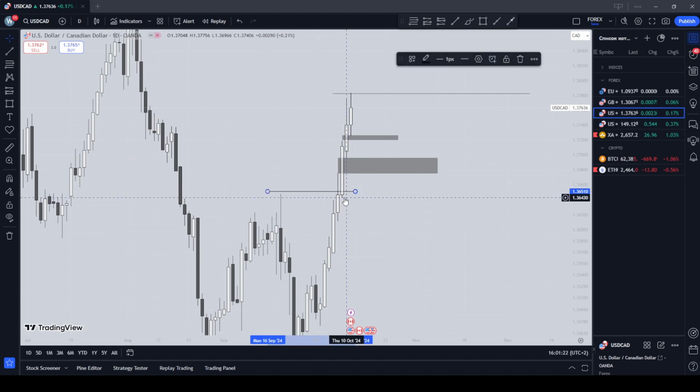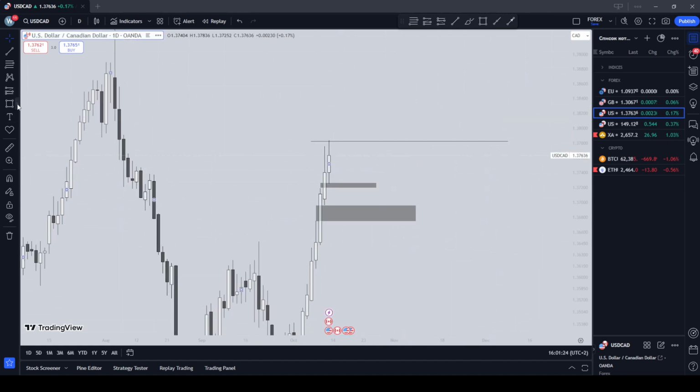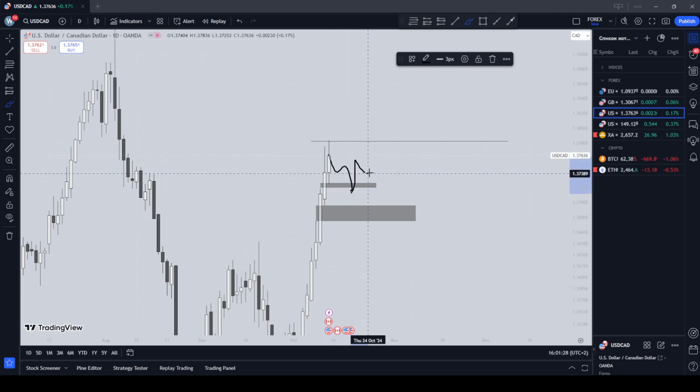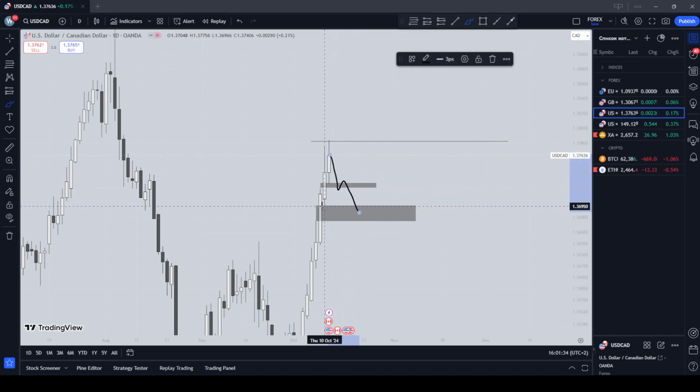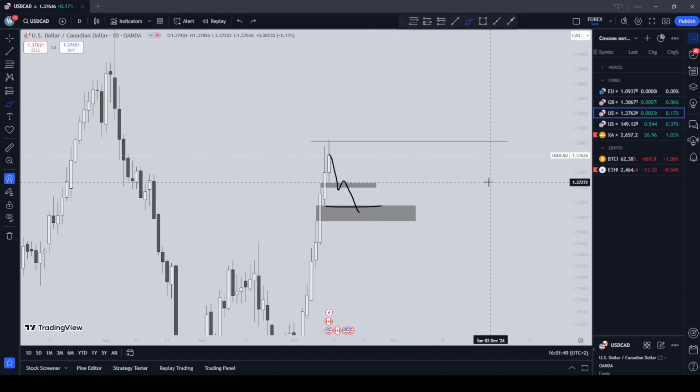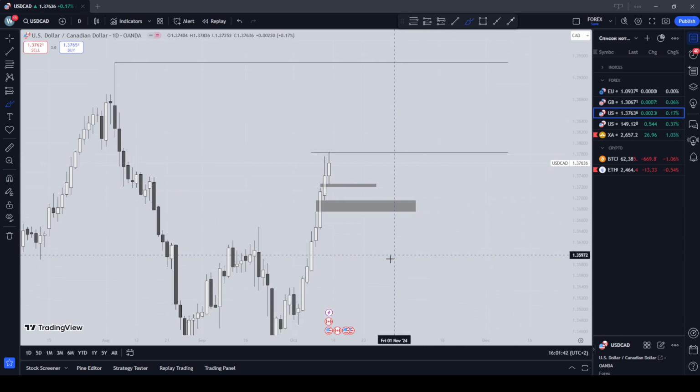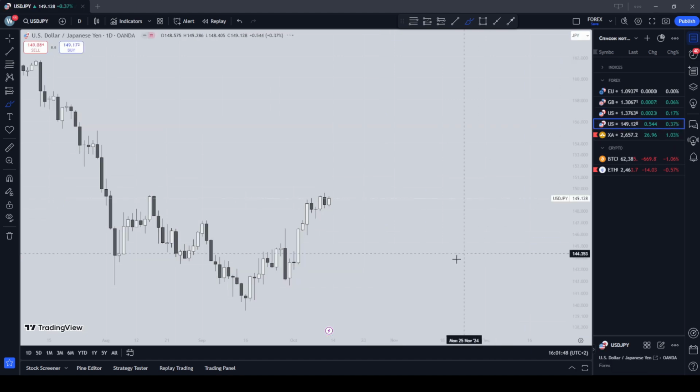So two possible scenarios. First one is correction to this imbalance, confirm and long to previous week high, or the second one is correction to this imbalance, again confirm and long to previous week high, and of course targets higher. Okay, so my weekly bias is long, daily bias is long, so for me long trades are more valid this week. Okay, now the GPI.